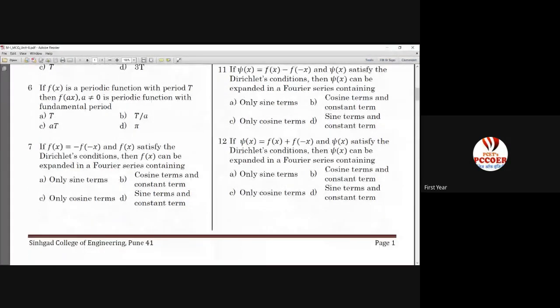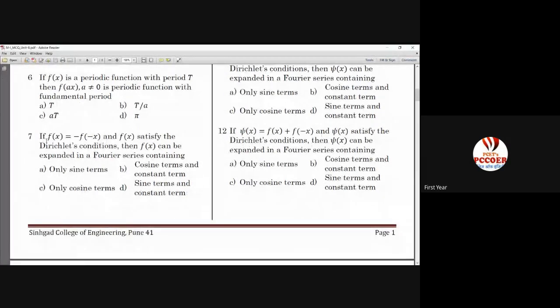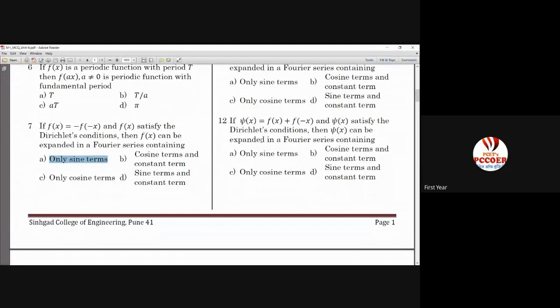Then the definition of even and odd function. If f of x is equal to minus f of minus x and satisfies Dirichlet's condition, then the Fourier series contains what type of terms? It's odd, and only if it is odd, it contains only sine terms. Option A.